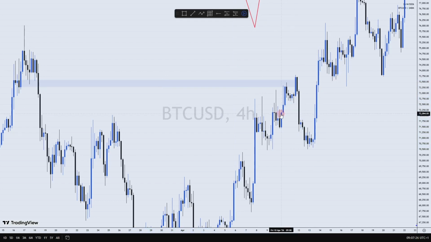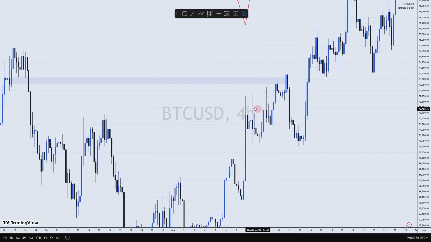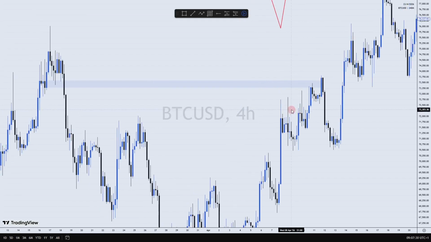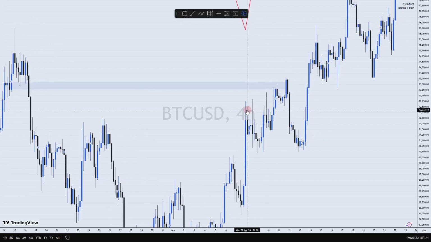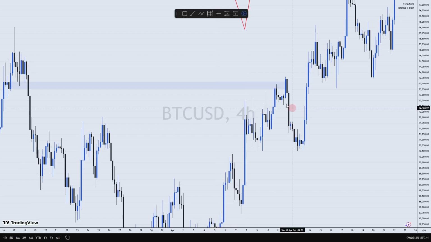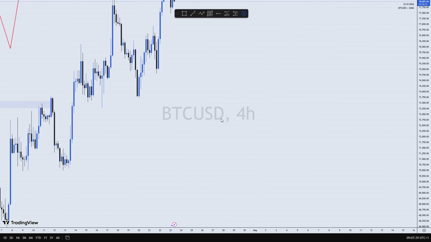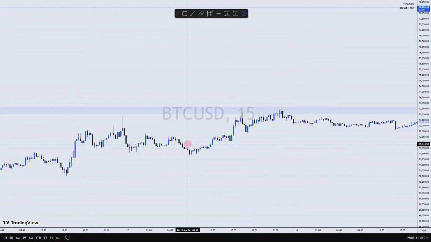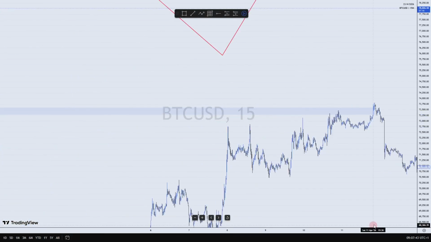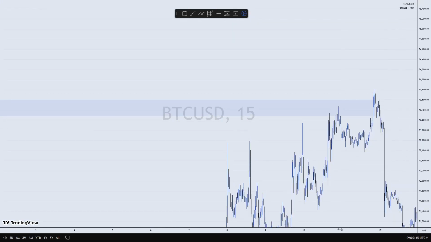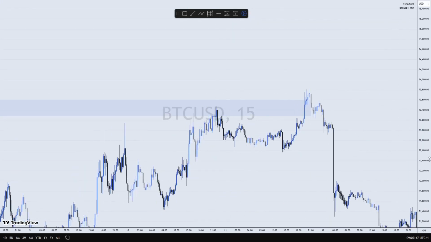So on 4 hours I use POIs. I recently started learning to use 3 hours for POIs, but it's very hard for me to go there. I prefer using 4 hours and daily. So from here now, we know what we're supposed to look for is our MSS. So we'll go to 15 minutes here and look for our MSS.